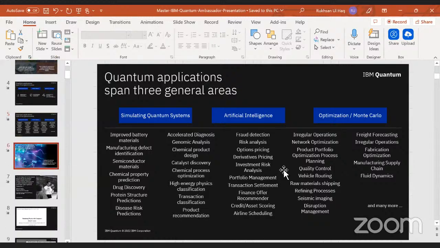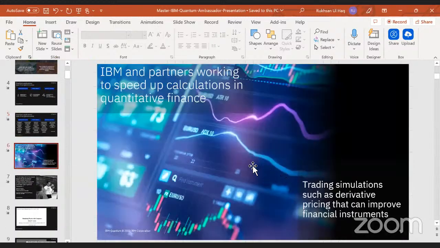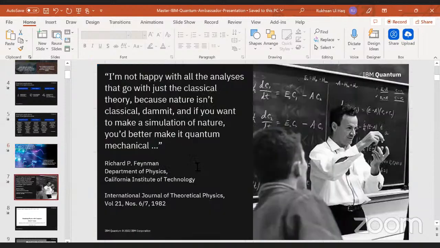Finance is one of the domains where there's a lot of interest from both artificial intelligence and quantum computing. This area is called quantum finance.